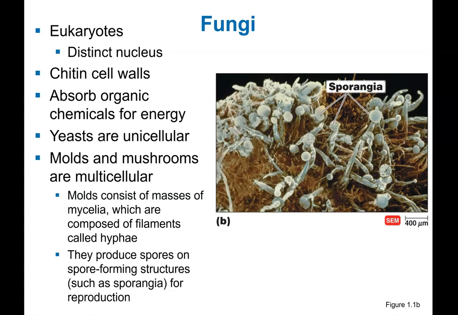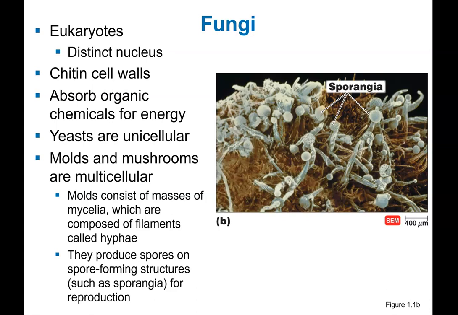There are multicellular forms of fungi, like you might be familiar with, molds and mushrooms. And then there are unicellular forms of fungi, which are the yeasts. We will cover fungi in more detail in chapter 12, but here is a little preview of some of the structure of fungi. You can see that molds consist of masses called mycelia, and those mycelia are composed of microscopic filaments called hyphae.